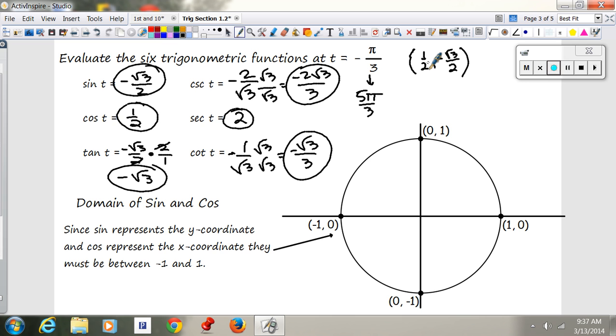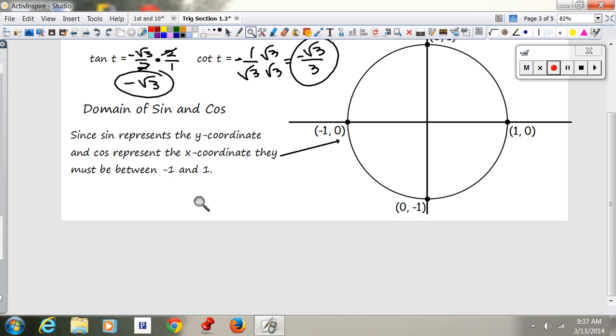All right, domain of sine and cosine. There's one little mistake I need you to fix on your note. I put y coordinate twice. You need to fix this to x coordinate right there. So change that to x.